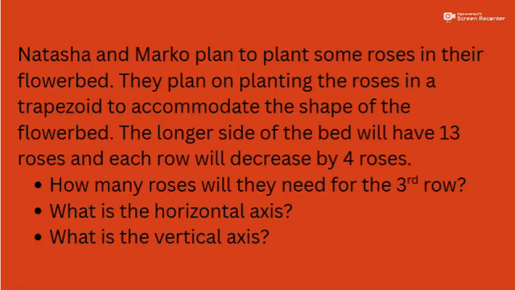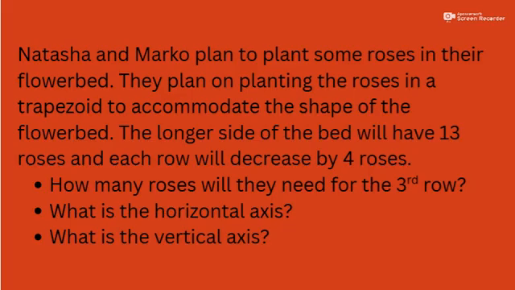Okay, this one is all you. Natasha and Margot plan to plant some roses in their flower bed. They plan on planting the roses in a trapezoid to accommodate the shape of the flower bed. No, I have no idea what a trapezoid is. The longer side of the bed will have 13 roses, and each row will decrease by 4 roses.